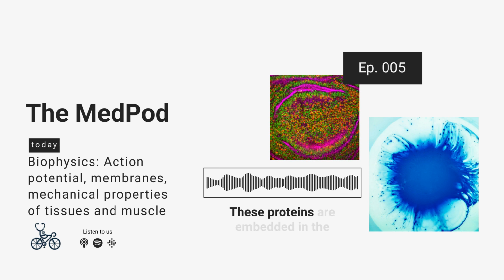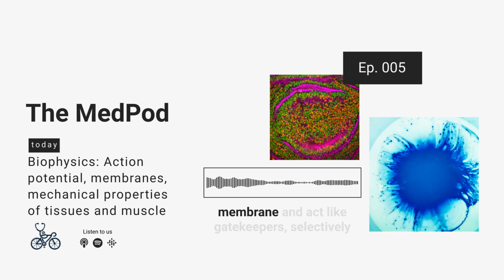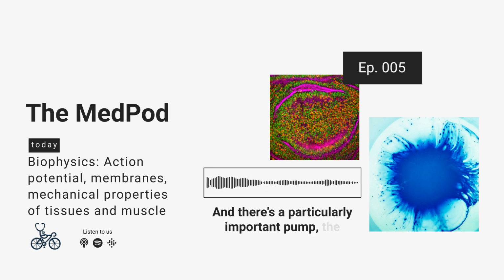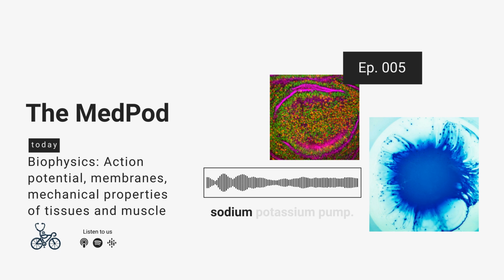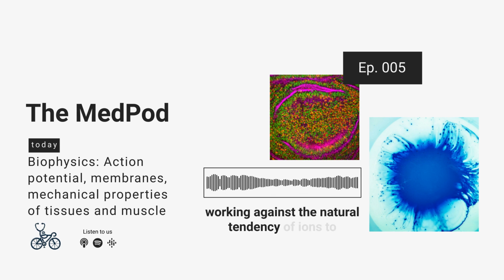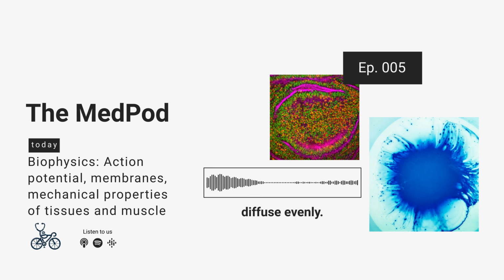These proteins are embedded in the membrane and act like gatekeepers, selectively allowing certain ions to pass through. And there's a particularly important pump, the sodium-potassium pump, that works tirelessly to maintain this uneven distribution. So it's like a constant tug of war with these pumps working against the natural tendency of ions to diffuse evenly.